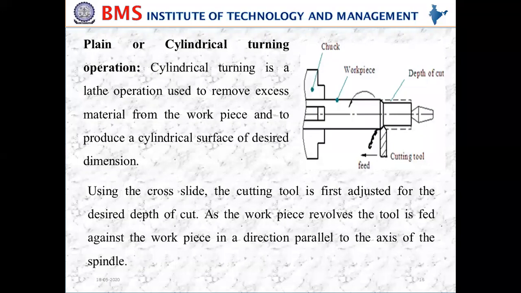So if you look at this plane cylindrical turning operation, when the tool travels parallel to the axis of rotation, then cylindrical turning can be obtained. So cylindrical turning is a lathe operation which is used to remove the excess material from the workpiece and to produce a cylindrical surface of desired dimension. So using the cross slide, the cutting tool is first adjusted for the desired depth of cut. Then the workpiece revolves, and the tool is fed against the workpiece in the direction parallel to the axis of rotation. So with this, we can achieve the cylindrical surface, cylindrical turning.